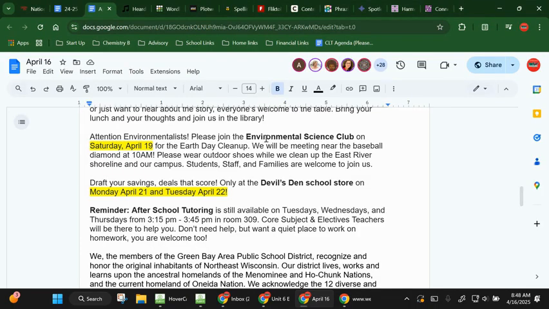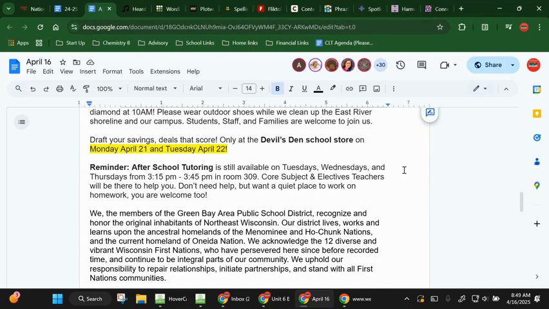Environmental Science Club. Please join the Environmental Science Club on Saturday, April 19th for the Earth Day cleanup. We will be meeting near the baseball diamond at 10 a.m. Please wear outdoor shoes while we will be cleaning up the East River shoreline and our campus. Students, staff, and families are welcome to join us.